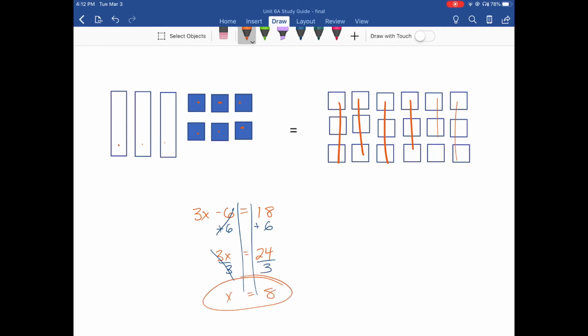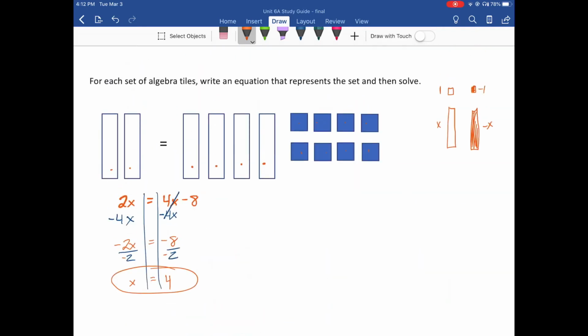If you want to check your work with these, what you can do is you can replace whatever your answer was with the algebra tiles. So if I take my first example, 2x equals 4x minus 8, I can, for every x bar, plug in 4. So 1, 2, 3, 4 for the first one, and 1, 2, 3, 4 for the second one. And then do the same thing on the right hand side. So for each one, I'll put 4 boxes.